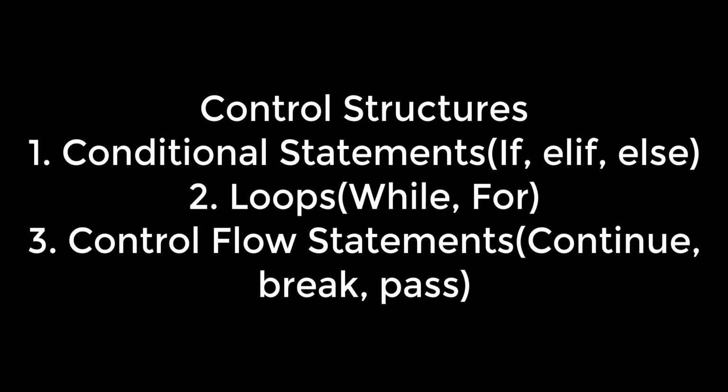We also have the ones called loops. Loops are also a control structure in Python, and within loops we are going to deal with the for loop and the while loop. After that, the third one is called control flow statements, which is where we are going to be dealing with things like break, continue, and pass. We're going to take a look at all those things as we move along.